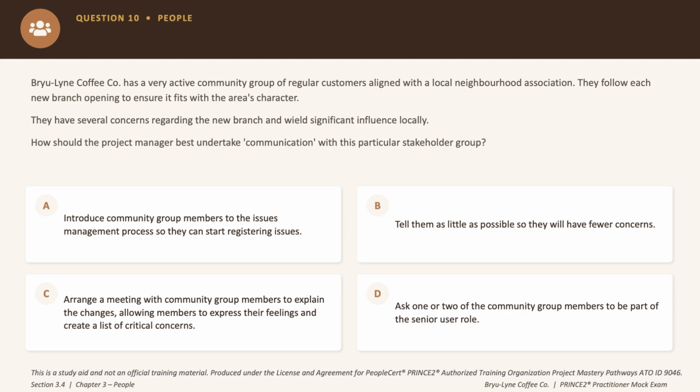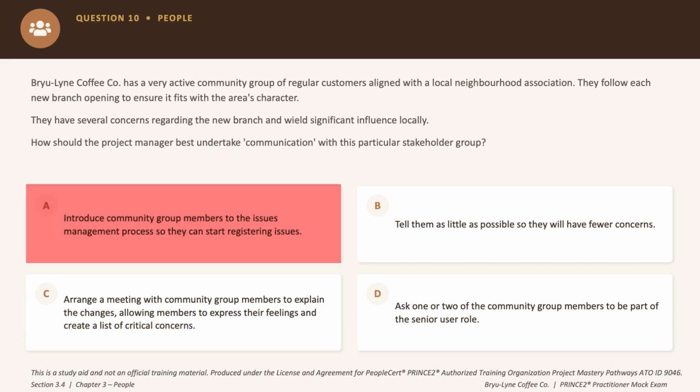Question number 10. So there is a vocal community group with real influence locally and they have concerns about the new branch. Question is, how should the project manager best undertake communication with this particular stakeholder group? Option A says introduce them to the issues management process to register the issues. Now that's really mixing things up because this is a communication question, not an issue management question. So eliminate it.